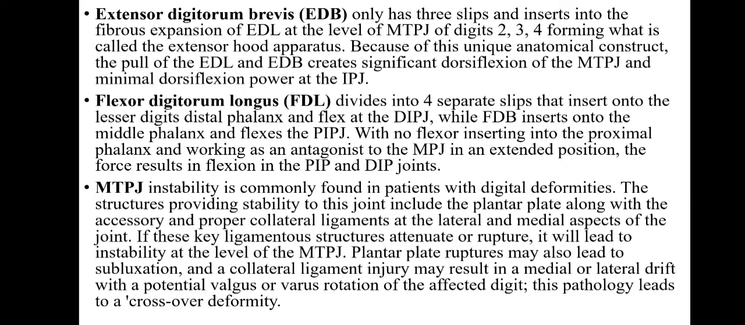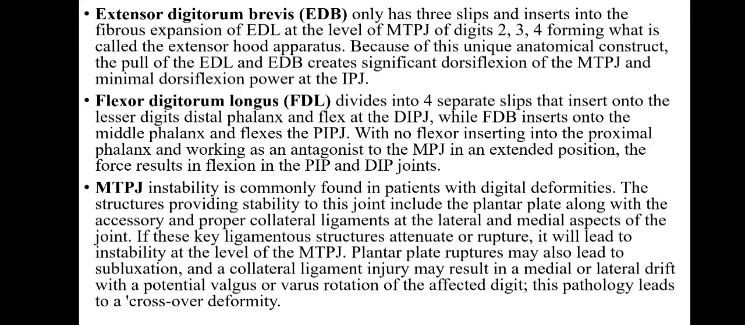Extensor digitorum brevis has only three slips and inserts into the fibrous expansion of EDL at the level of MTPJ of digits 2, 3, 4, forming what is called the extensor hood apparatus. Because of the unique anatomical construct, the pull of the EDL and EDB creates significant dorsiflexion of the MTPJ and minimal dorsiflexion power at the IPJ.